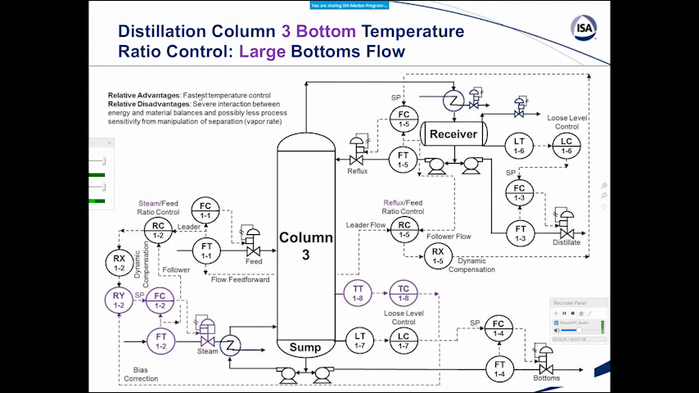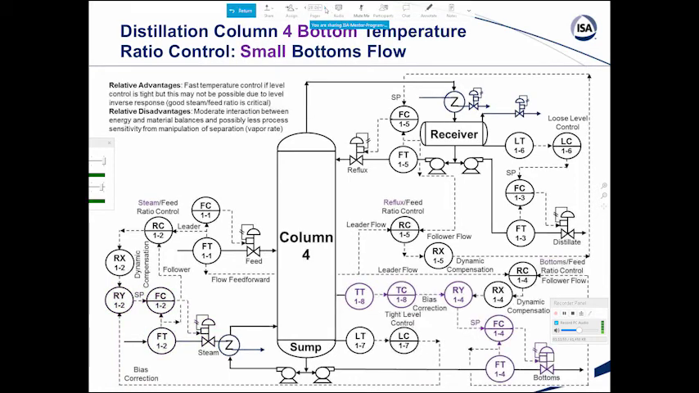reflux flow. Relative disadvantages: severe interaction between energy and material balance, and possibly less process sensitivity from the manipulation of vapor rate. Normally, the manipulation of vapor rate, also called manipulation of separation, doesn't have as great a process gain and process sensitivity in terms of what you're trying to do.